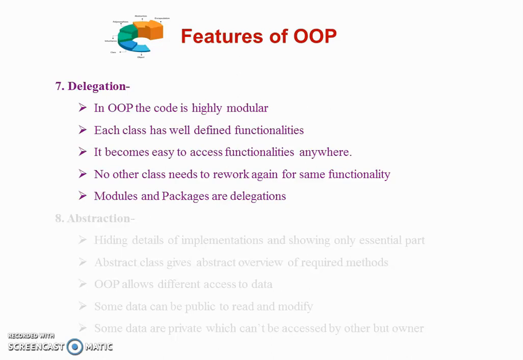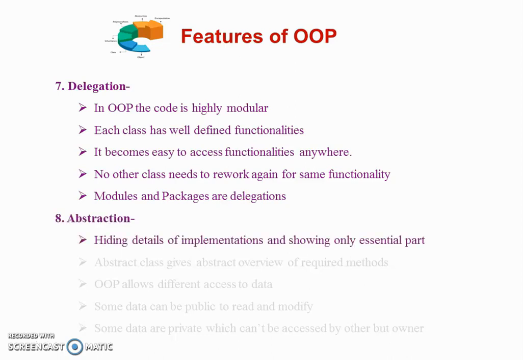Delegation differs from inheritance in the way that two classes that participate in inheritance share the is-a relationship, whereas delegation has a has-a relationship. Now moving further, the next feature of OOP is known as abstraction.